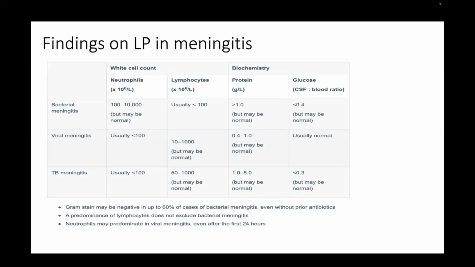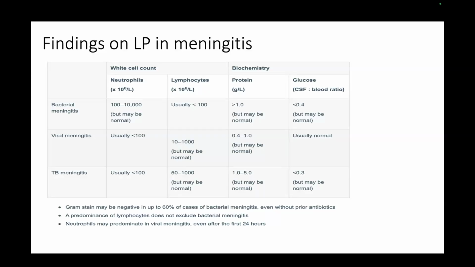And then just going through the different pathogens that we might find causing meningitis, and what you might see in the CSF. In bacterial meningitis, you're going to expect to see a predominance of neutrophils rather than lymphocytes. You're going to see an elevated protein, and you're going to see a lower glucose. But with the caveat that sometimes, if you catch this disease early, you might see normal findings in some cases.